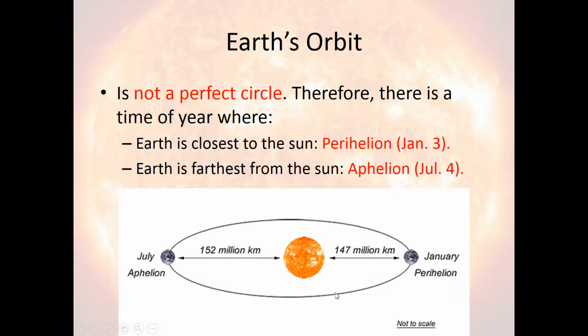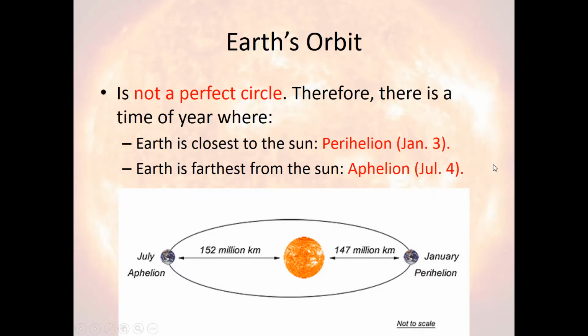The fact of the matter is, the Earth is actually closest to the sun in January. And in January, the Earth is approximately 147 million kilometers away from the sun. We call the day that it's closest to the sun perihelion, and that occurs approximately on January 3rd. On the other hand, the Earth's actually farthest from the sun in July. And interestingly enough, it's actually on the 4th of July. We call that day aphelion.